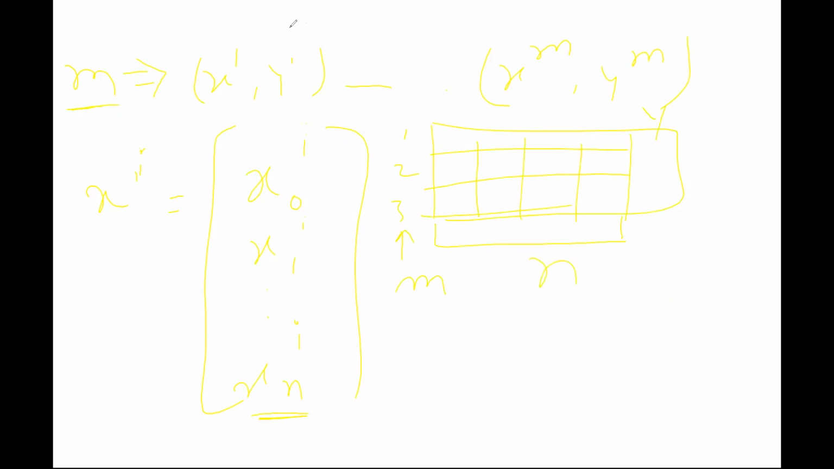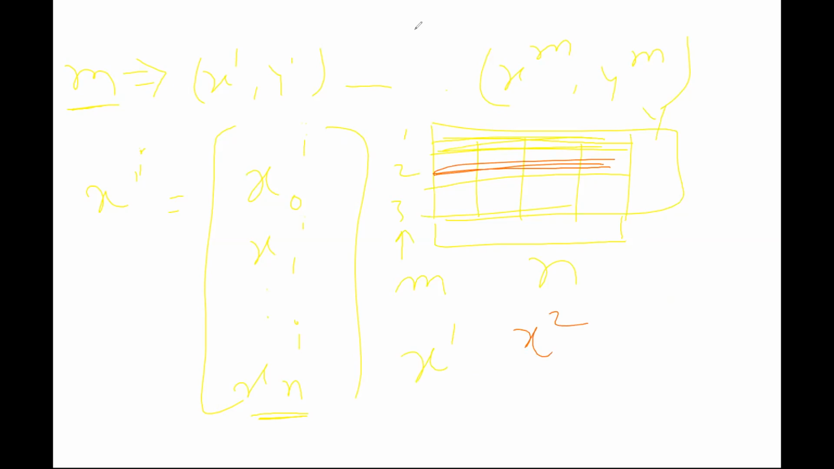This is n, the number of features, and m is the number of data points we have. To represent each point, we use this notation. x of i means x of data point i. If I say x of 1, then this will come. If I say x of 2, I am saying this one.